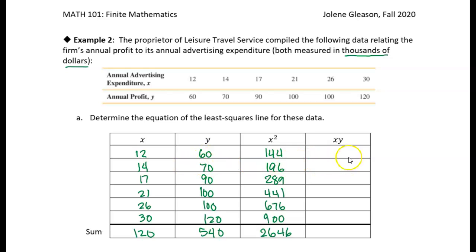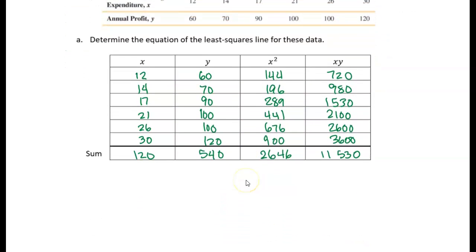All right, and next thing I'm going to do is take x times y. So 12 times 60, that's 720. 14 times 70, I get 980, and so on. I'm just taking the x value times the y value. Okay, 2100, 2600, and 3600. Okay. So now I'm just going to add up that column as well. So we get 11,530.